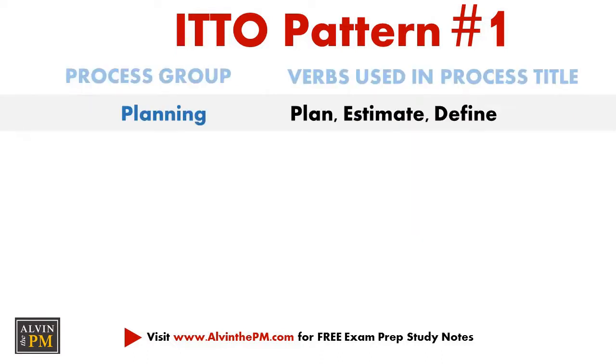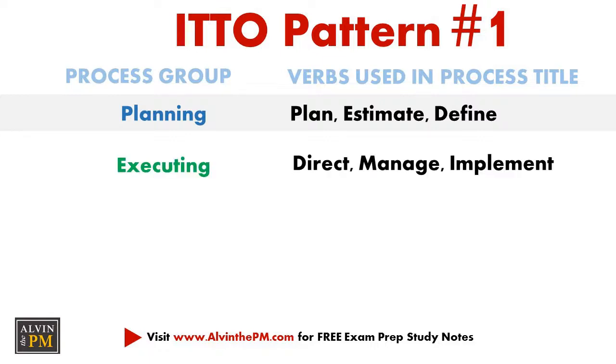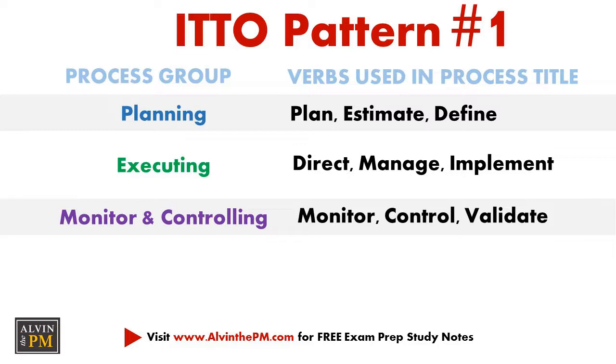So for example, planning process groups typically include plan, estimate, and define verbs in their title. Executing process groups, on the other hand, include verbs which imply action, such as direct, manage, and implement. Monitoring and controlling process groups include the words monitor, control, and validate. And lastly, closing uses the word close.